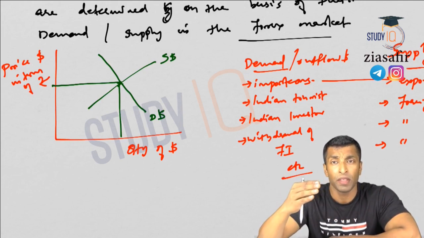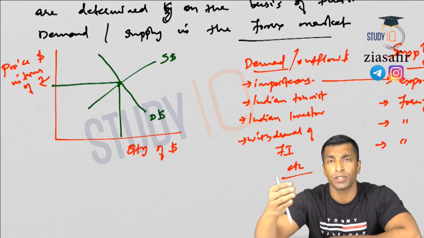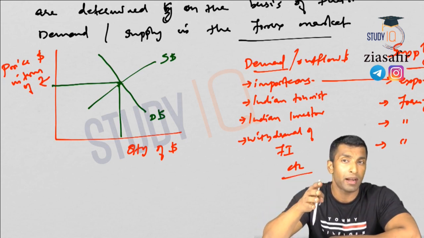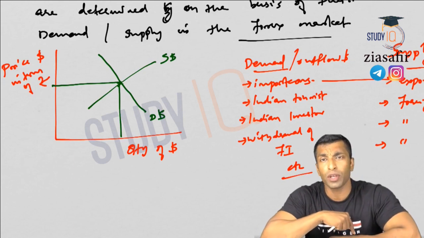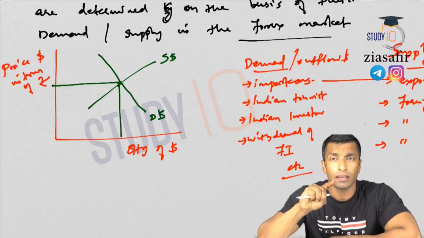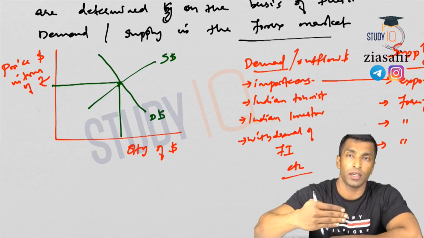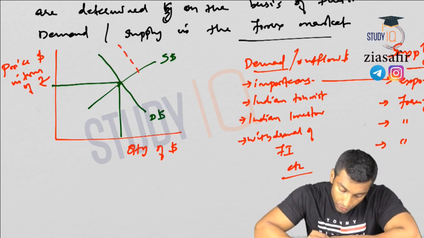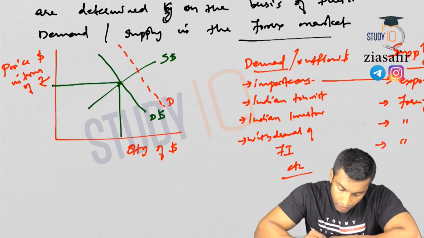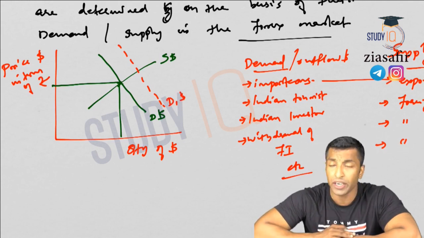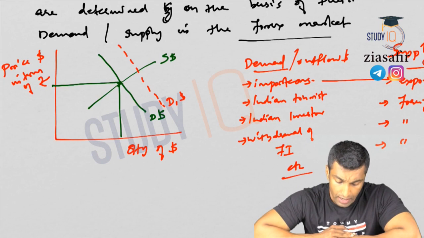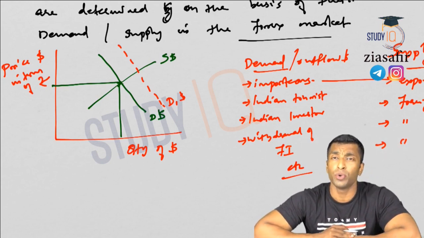So it is better to understand in terms of rightward or leftward shift. If it is an increase, whether it is supply or demand, there is a rightward shift. If there is a decrease, whether supply or demand, it is a leftward shift. Here I am talking about an increase in demand, which will result in a rightward shift of the demand curve. So let me shift the demand curve to the right. You can see the new demand curve, D1, demand for dollar, is shifting.